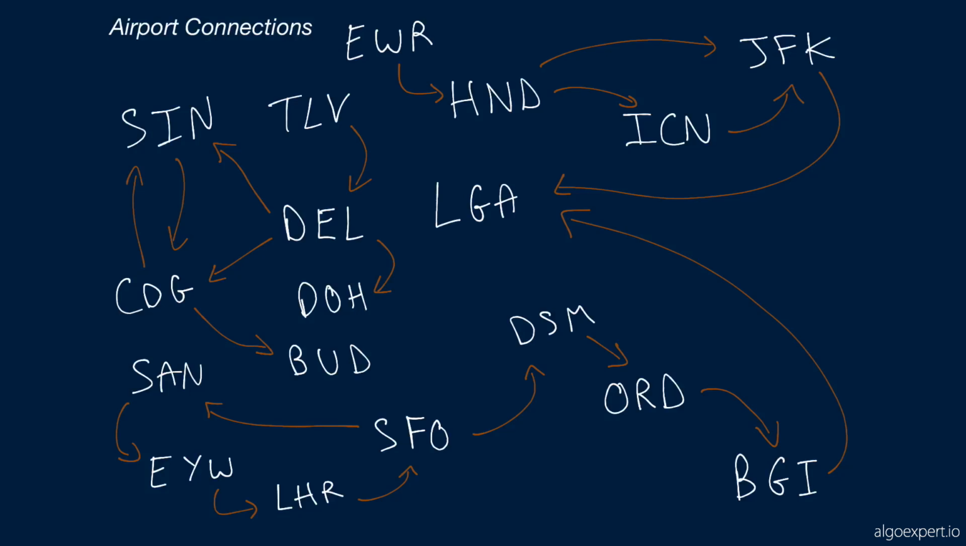In this video, we're going to be covering the question of the airport connections. This is an awesome question. It's very data structure and algorithm heavy, especially in graphs and graph traversal. And it's really the kind of question that I would encourage you to spend time working on.